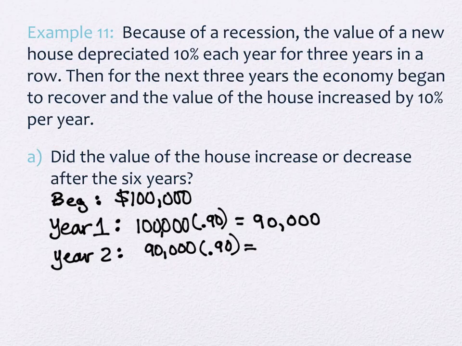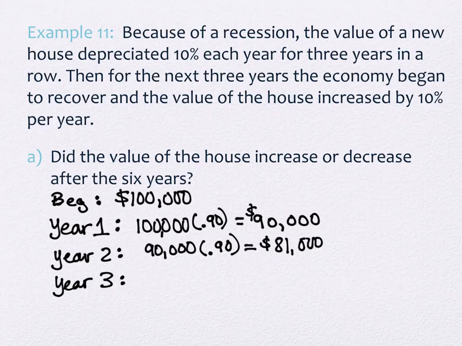How much is the house worth after year 2? $81,000. I should put a dollar sign. Okay. Lost $10,000 in value the first year, lost $9,000 the second year. Make sense? Fabulous. All right, let's go on to year 3. Now the house is not worth $100,000, it's not worth $90,000, it's worth $81,000. And I'm decreasing again in price by 10%, so I'm keeping 90%. How much is the house worth after year 3?